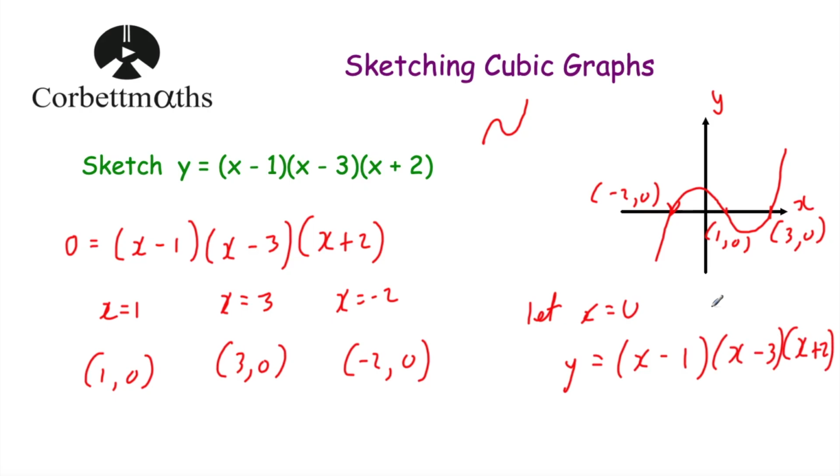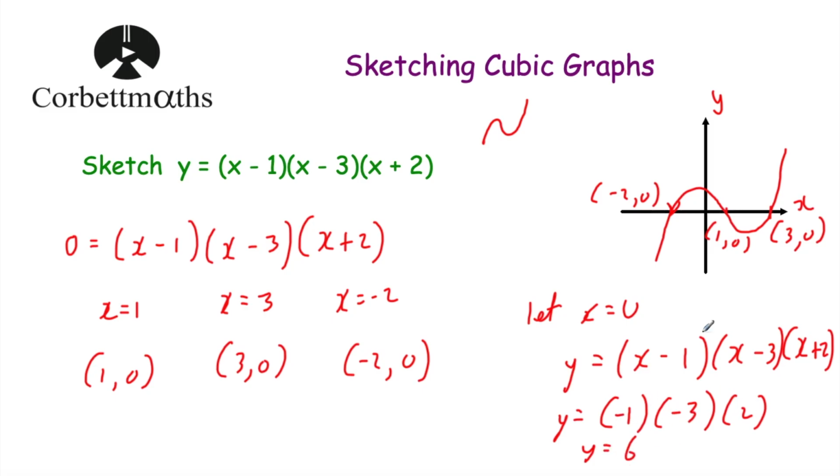So if x equals 0, we're going to get our first bracket, 0 minus 1 would be minus 1. Here we've got 0 minus 3, so it's going to be minus 3. And here we've got 0 plus 2, which is 2. So to find the value of y, we just need to do negative 1 times negative 3 times 2. And that's equal to negative 1 times negative 3 is 3 times 2 is 6.